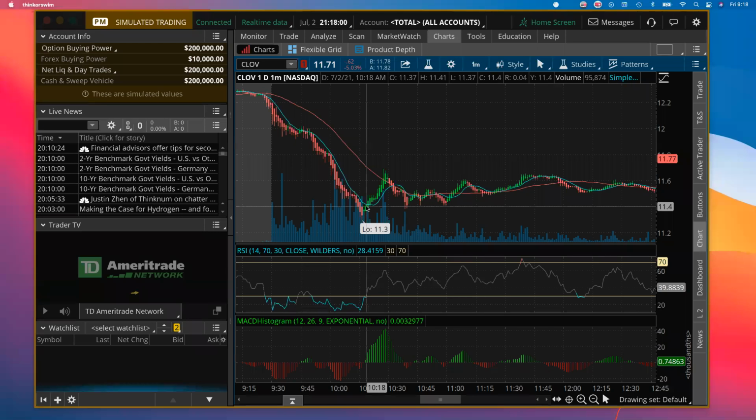Just be careful for fake outs. There are such things as fake outs, which I'll show you later. So you got to be careful for fake outs. Once you see at least 1 to 3 green bar confirmation, that's when you buy in.